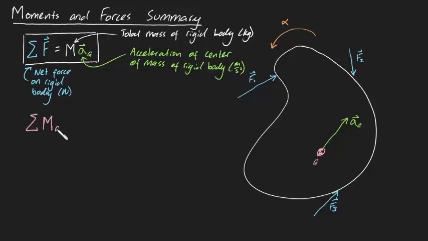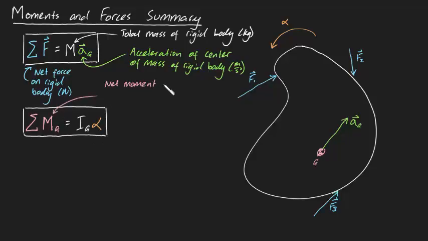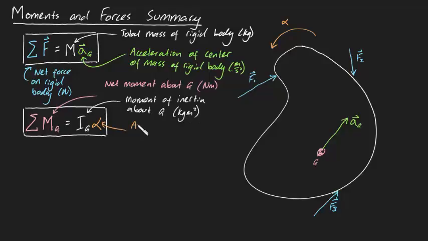It also turns out that the sum of Mg is equal to Ig alpha, where the sum of Mg is the net moment about g in newton meters, Ig is the moment of inertia about g in kilograms meters squared, and alpha is the angular acceleration of the rigid body in radians per second squared.